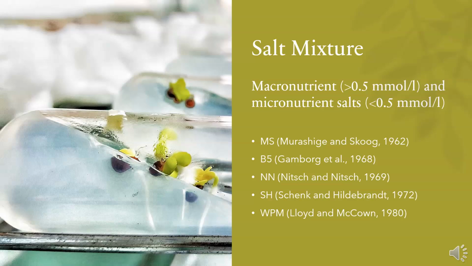Nutrients needed in large quantities, more than 0.5 mol per liter, are called macronutrients, while those needed in very small amounts, less than 0.5 mol per liter, are called micronutrients. Different types of media, their compositions, and the roles of their prominent elements can be found in the literature, and the success of plant tissue culture depends on the choice of a suitable nutrient medium.